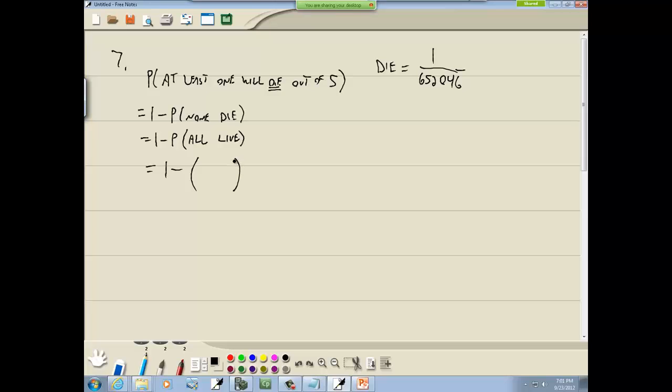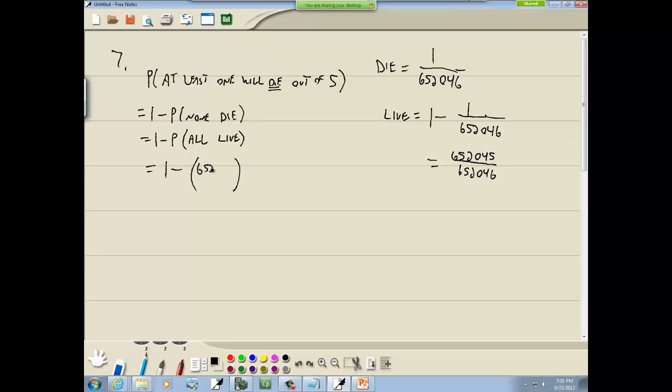Okay, let's talk about probability somebody's going to live. If they're going to die from fireworks is that, then the live will be 1 minus that. That's the complement rule. Now you can actually put that inside the parentheses if you want, but we'll go ahead and simplify it. That'll give us 652,045 over 652,046. If one of them is going to die out of that many, then this many will live.